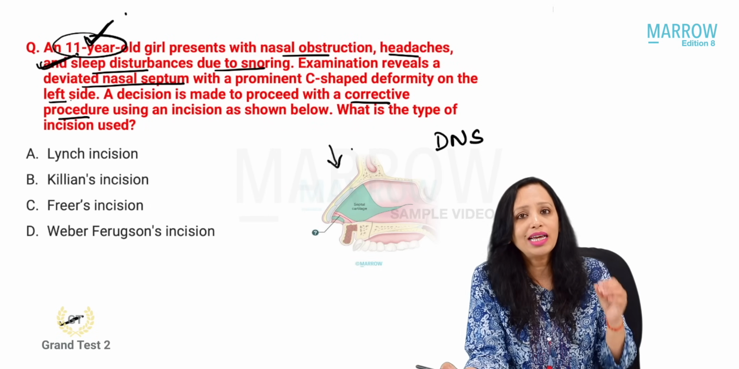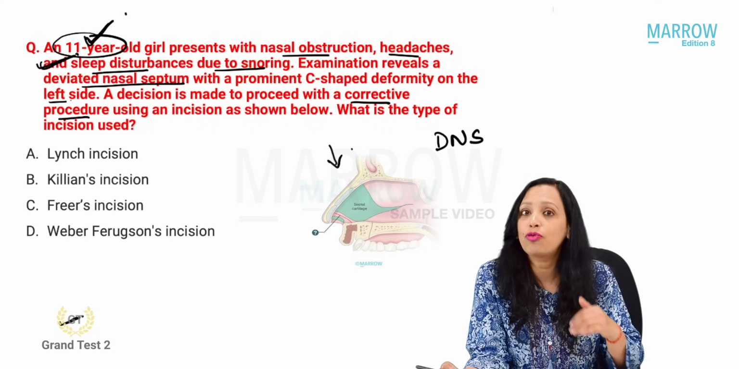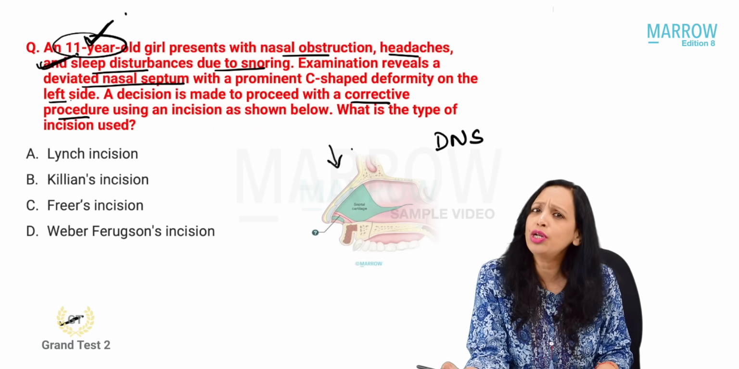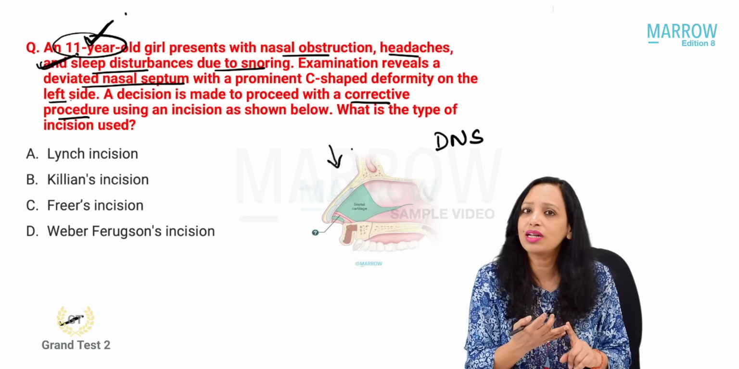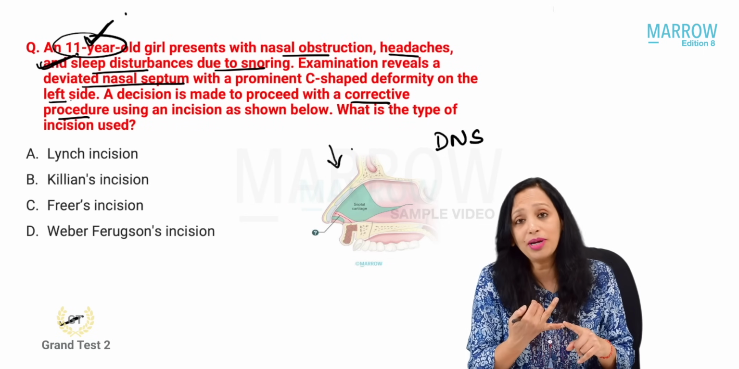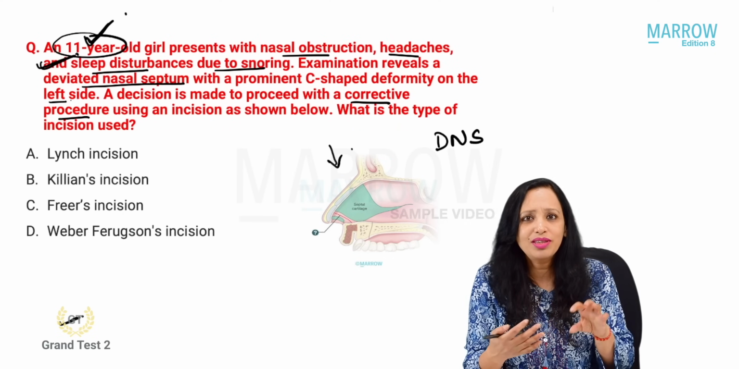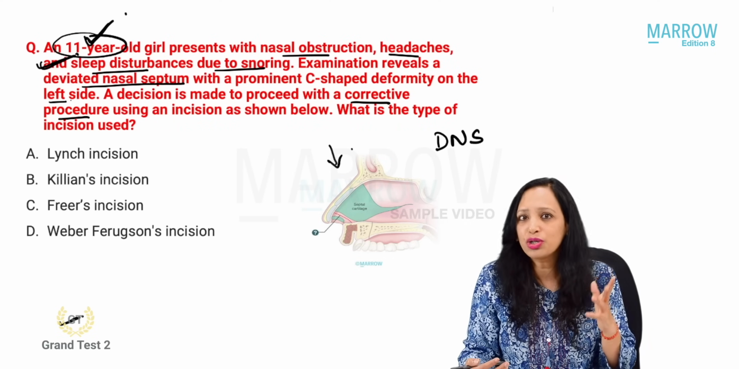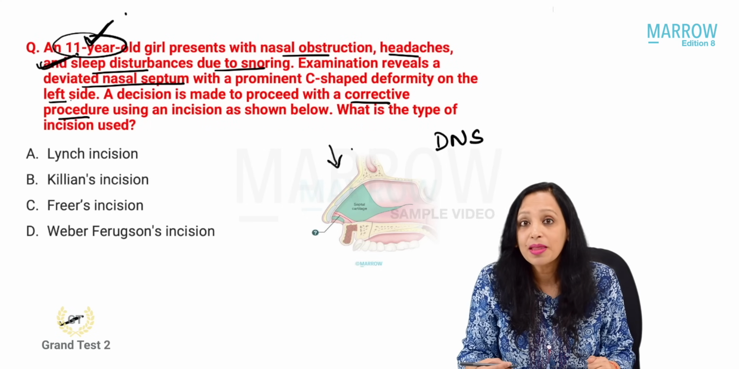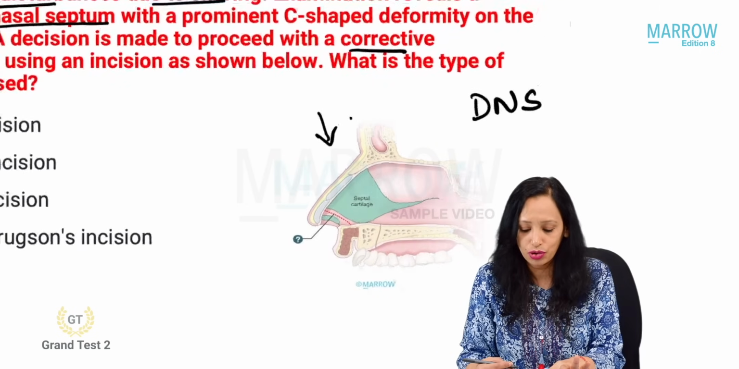So if at all we have to go for some surgery before 17 years, which one will you prefer? Septoplasty or SMR? Which is more conservative? Septoplasty. Complications are higher following SMR. So with the history, you just told me that you would like to go for a septoplasty. Now let us see whether the incision is matching with what we have thought or not.